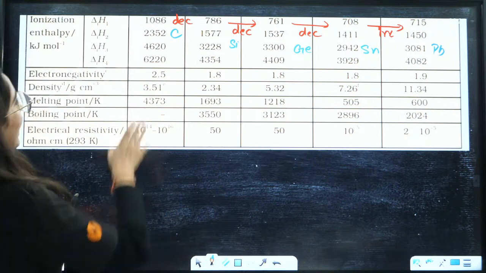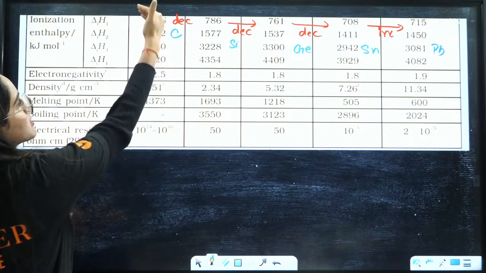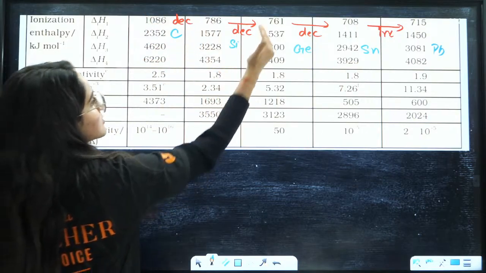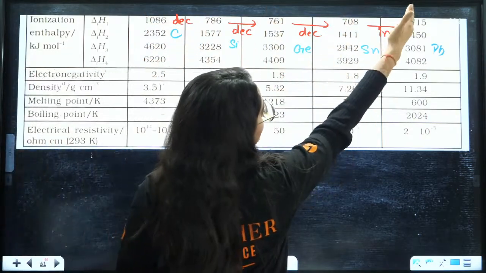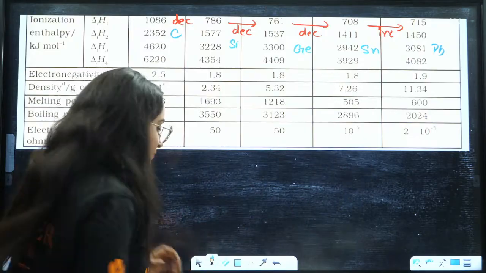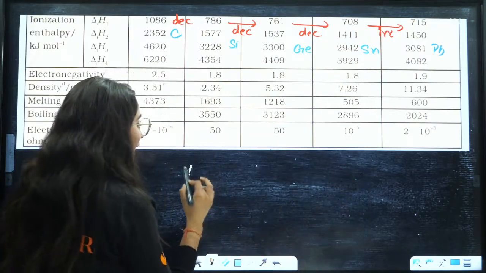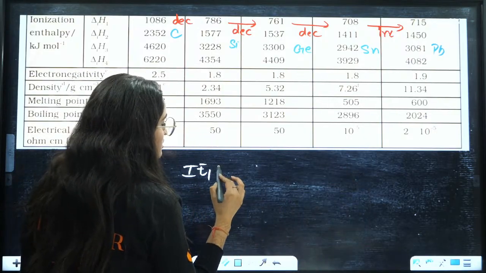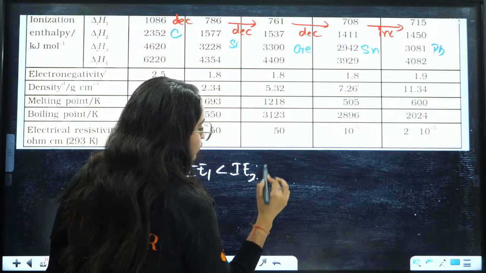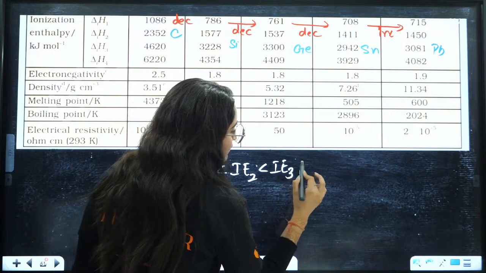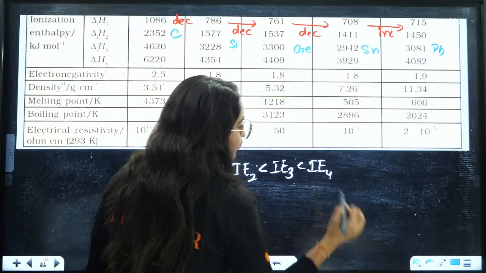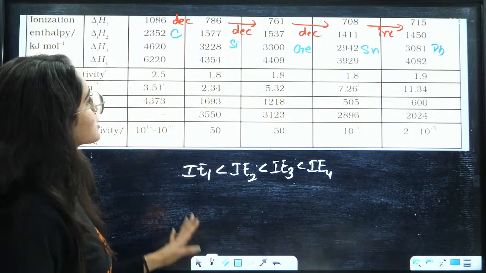If you talk about the ionization energy 1, 2, 3, 4, it is definitely increasing, increasing, increasing, and again increasing. So that means we can say that IE1 is less as compared to IE2, then IE3, then you have IE4 in general, right? Okay.